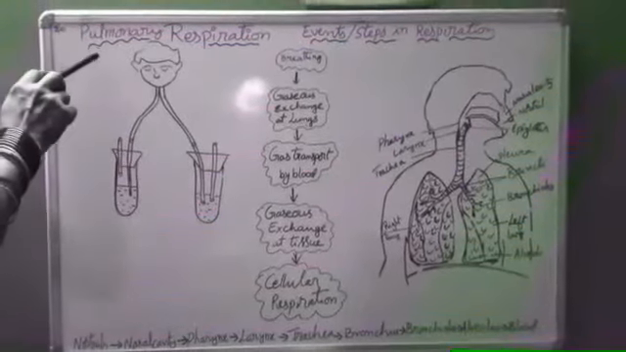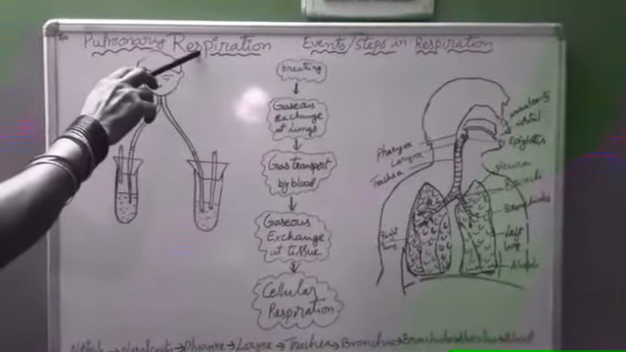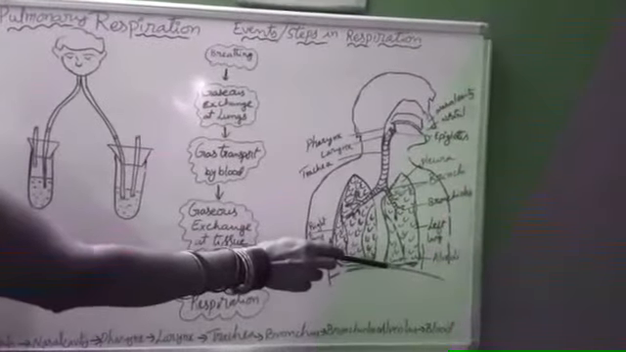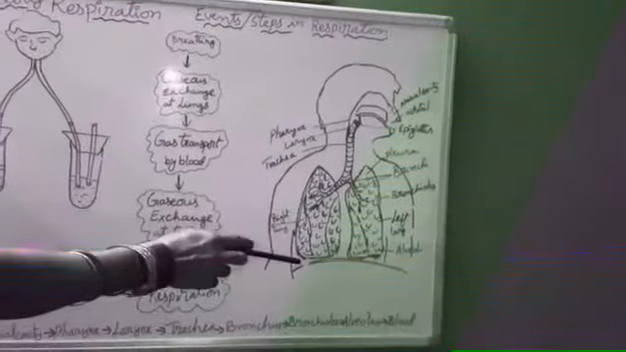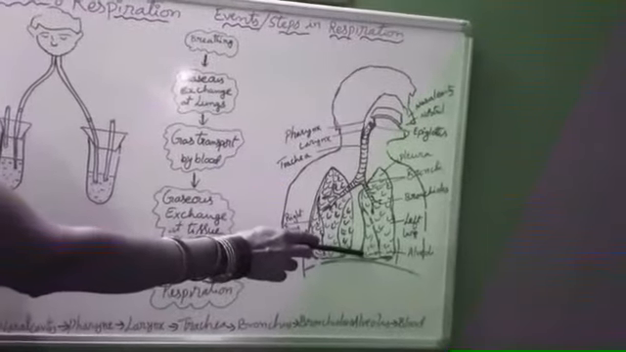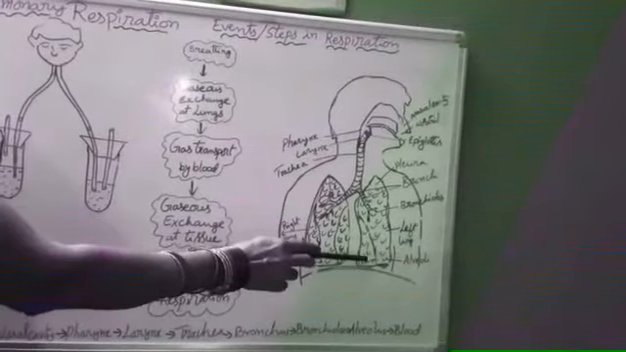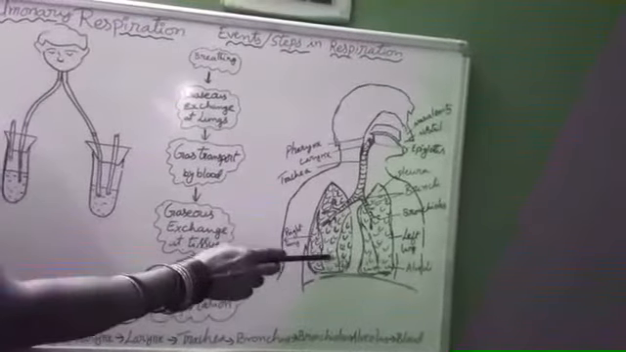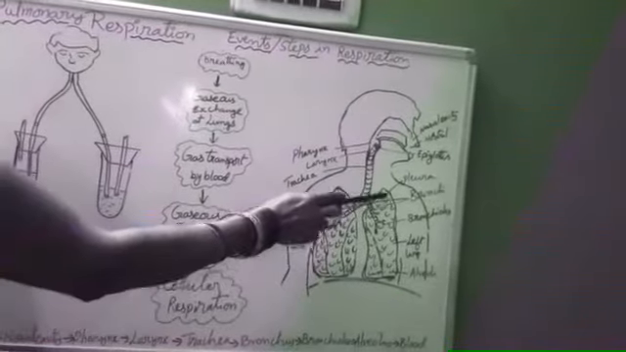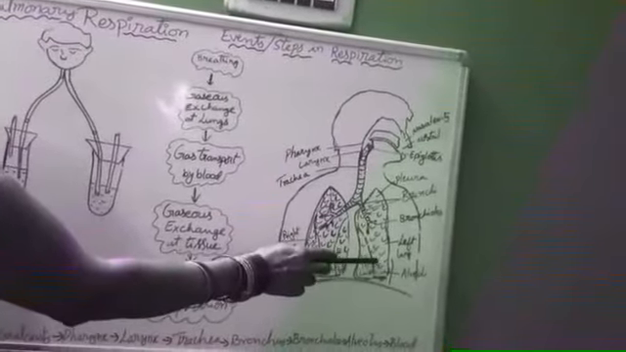We are going to discuss pulmonary respiration. In pulmonary respiration, lungs are the respiratory organs. We know that human beings belong to the class Mammalia, and we possess a pair of lungs which are located in our chest cavity or thoracic cavity. The right lung is a little bit larger in size, and the left lung is a little smaller in size with two lobes.